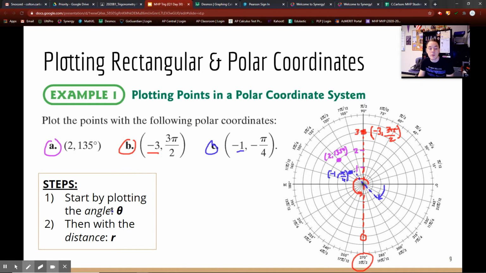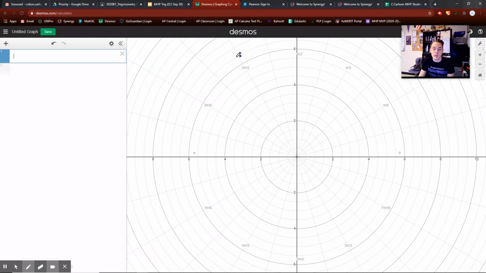So you always start with plotting the angle first and then the distance r. Okay? Not too terrible, because a lot of your homework is going to be just plotting those points, which is great, right?